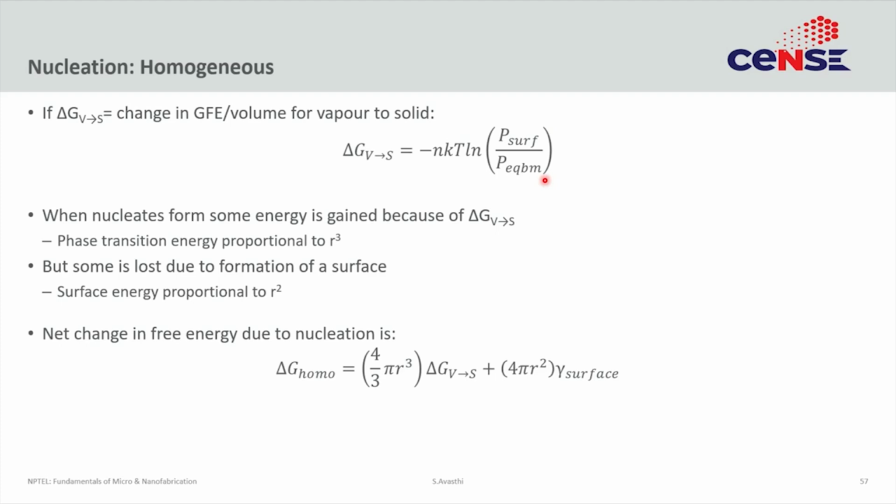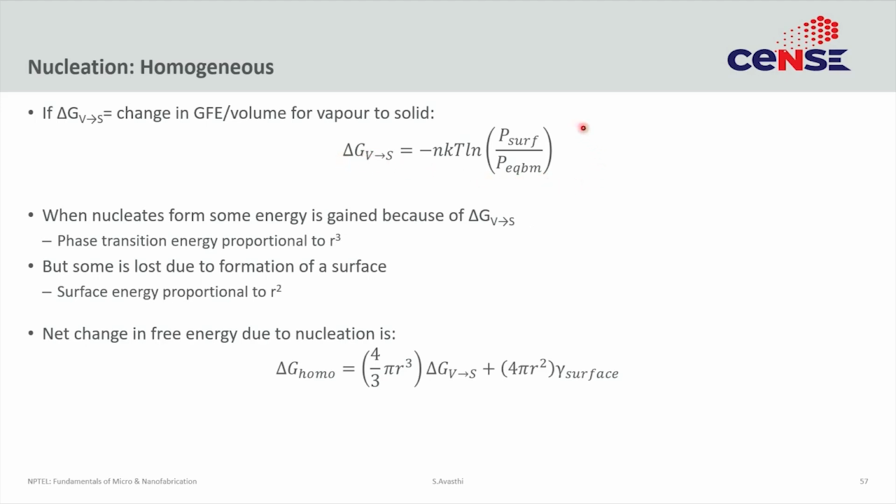Now, when material ultimately does nucleate, then it's reasonable to assume that it will form a sphere, because this is a gas phase reaction. So, it should not be biased in any particular direction. So, you assume that it will form a sphere, but when something forms a sphere, it gains something and it loses something. So, what is it gaining? Well, it is gaining this energy, right?